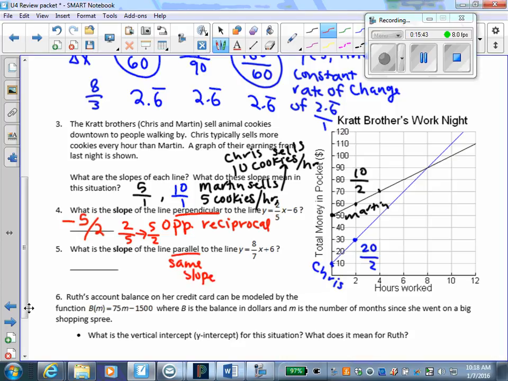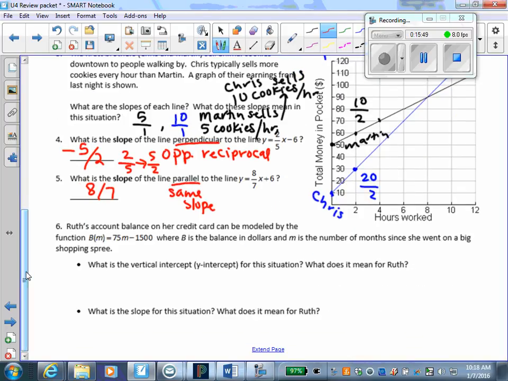Number 6, Ruth's account balance on her credit card can be modeled by the function b of m equals 75m minus 1500, where b is the balance in dollars and m is the number of months since she went on a big shopping spree. What is the vertical intercept, also known as y-intercept, for this situation? So the y-intercept, this is like y equals mx plus b. And so in this case, the b, or the y-intercept, is the negative 1500.